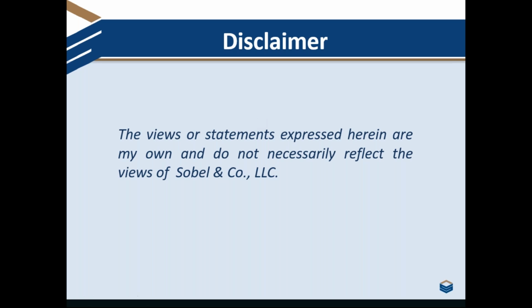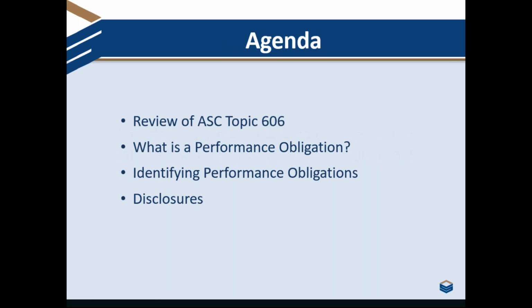Continuing on, I don't know why this isn't going down. There we go. Today's agenda, we're going to cover a few different areas. We're going to review again Accounting Standards Codification Topic 606. We're going to talk about what is a performance obligation, identifying performance obligations, disclosures, and one thing that isn't up there as a bullet is we're going to go over some examples.